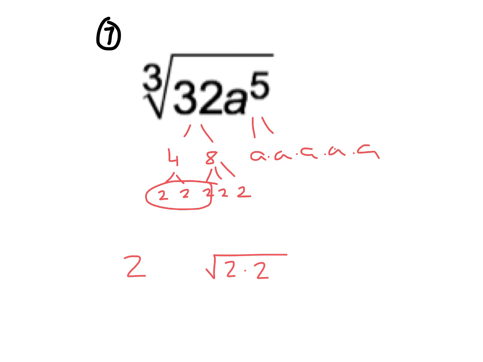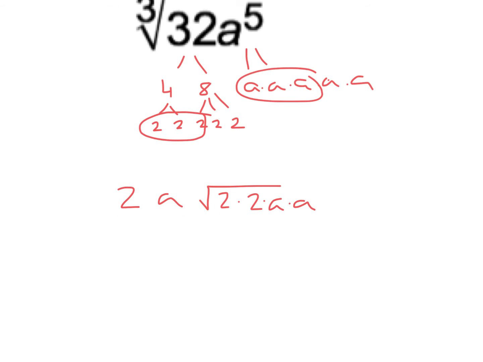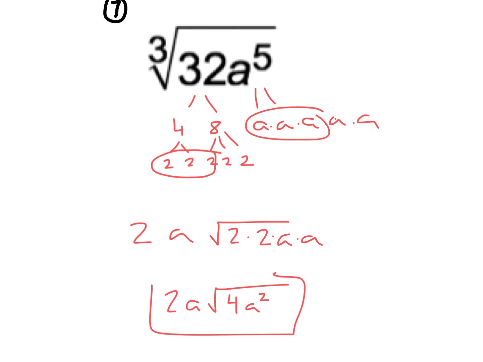Circle groups of 3. So how many A's come on the outside? 1. And how many A's stay on the inside? 2. So when we multiply all of this together, how would we write our answer? 2a times the radical of 4a squared. Oops, but we started with the third root, so we just have to make sure we put that 3 on our radical there.